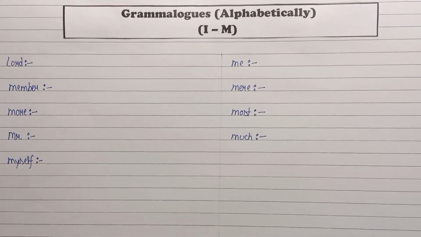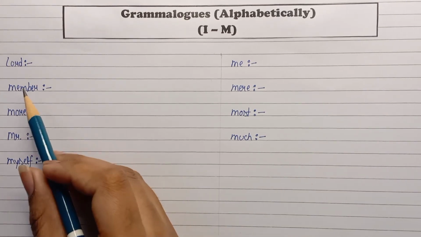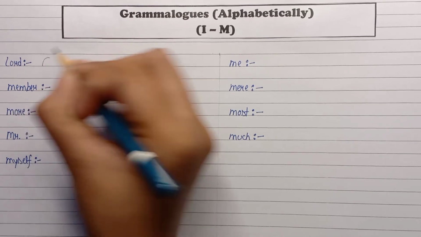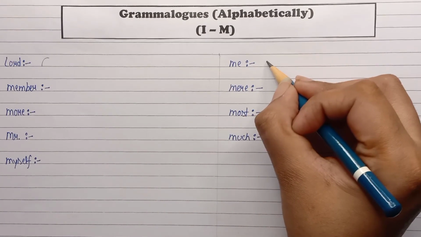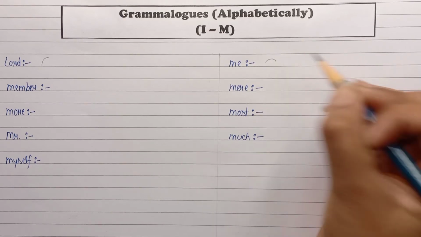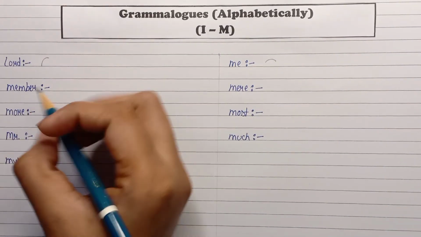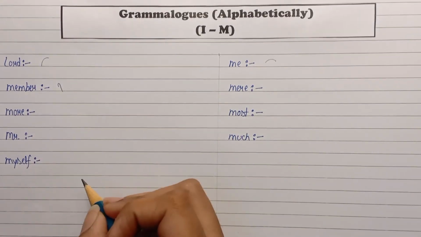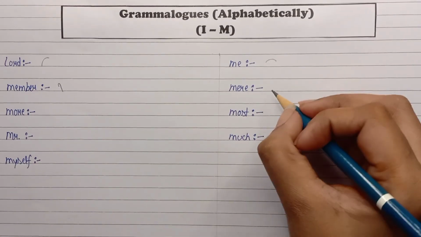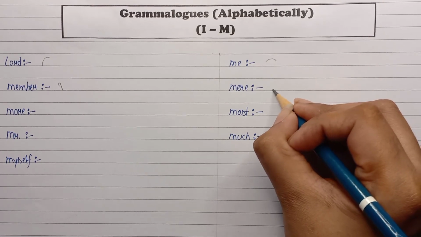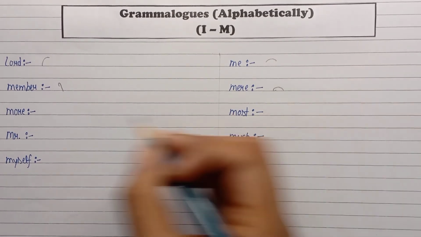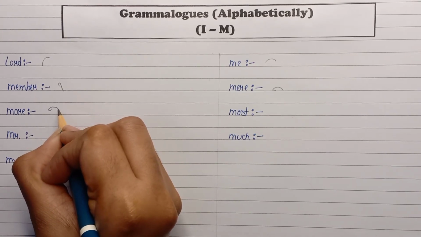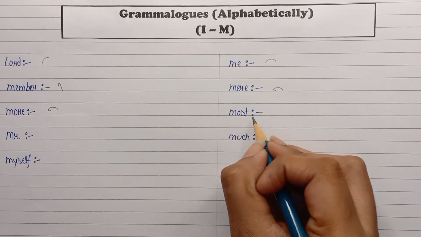Liberty, lot, me, member, mayor. M with R hook, then more, above the line, more, most.